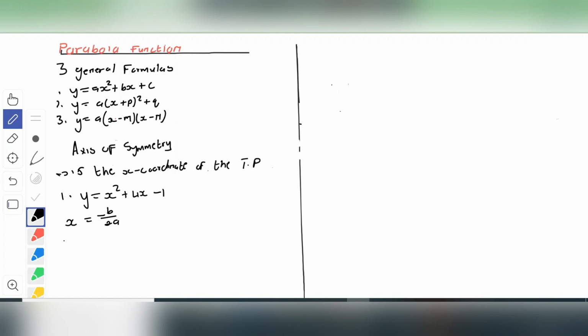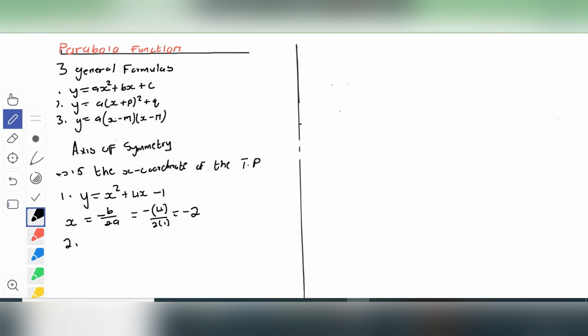Therefore, for number 2, we can calculate it. It's going to be minus b, where b is 4, all over 2 times a, which is 1. Our final answer is negative 2. Meaning our axis of symmetry is x is equal to negative 2, which is the x coordinate of the turning point, as in the first example where we calculated the turning points. And then you are done.